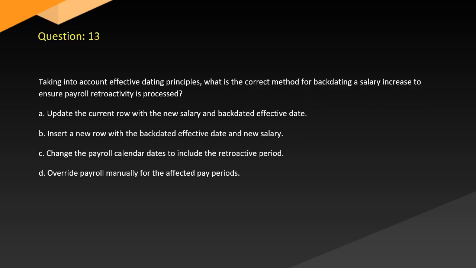Question 13. Taking into account effective dating principles, what is the correct method for backdating a salary increase to ensure payroll retroactivity is processed? A. Update the current row with the new salary and backdated effective date. B. Insert a new row with the backdated effective date and new salary. C. Change the payroll calendar dates to include the retroactive period. D. Override payroll manually for the affected pay periods.